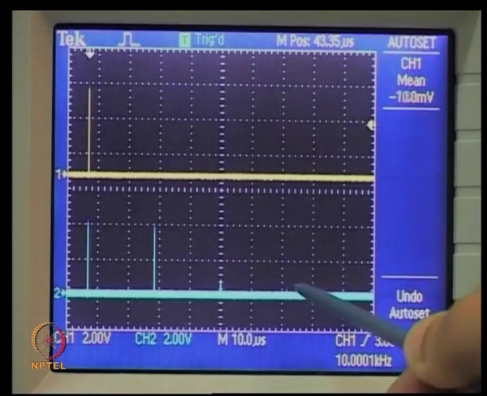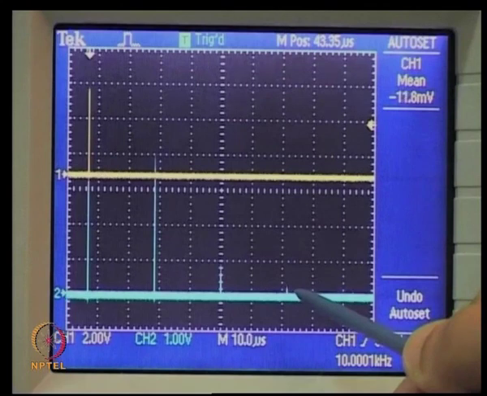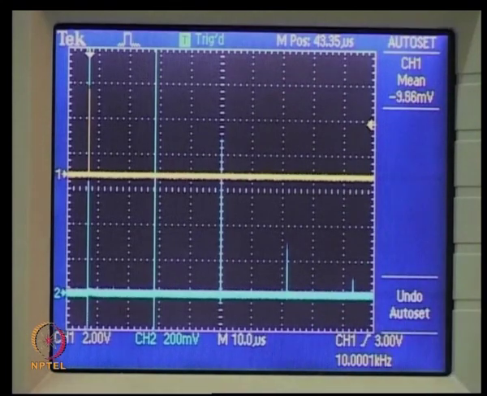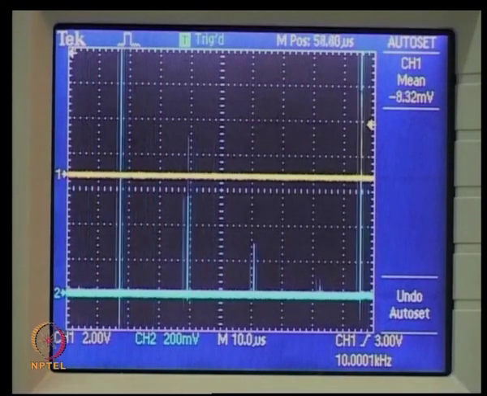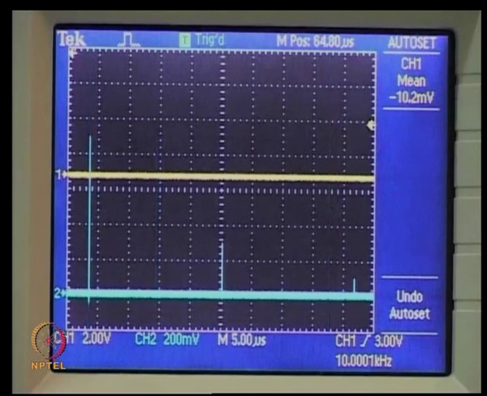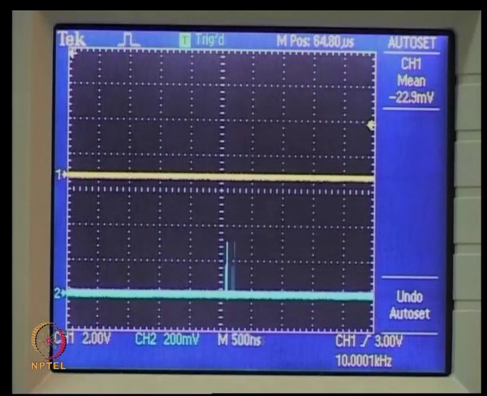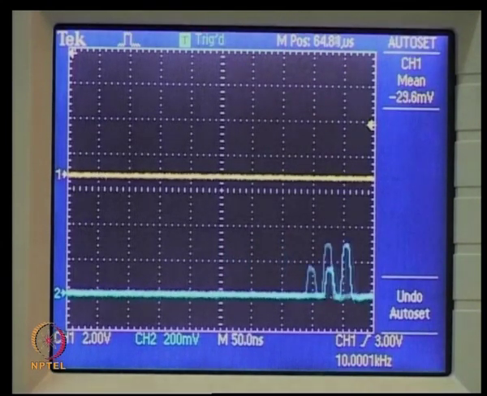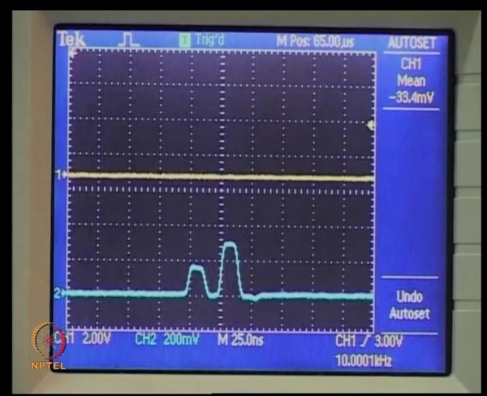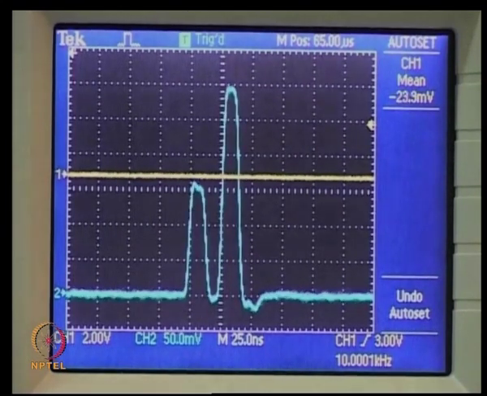Now we'll see the fourth pass. This signal has travelled 12 kilometers in the fiber. Here we can see the original pulse is split clearly into two different pulses, one corresponding to 1550 nanometer, the other corresponding to 1310 nanometer.